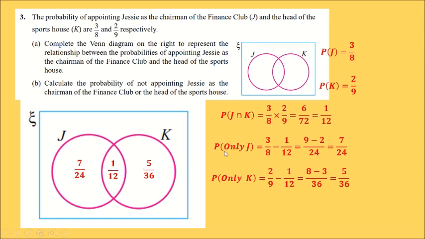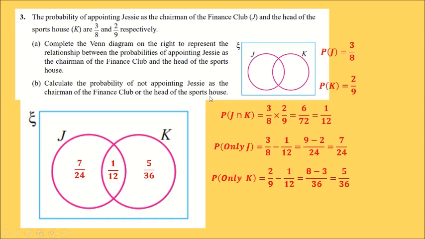Then probability of only J. From the probability of J, 3/8 minus 1/12, then we will get 7/24. Probability of only K, from the probability of K minus probability of J intersection K, and I get 5/36.